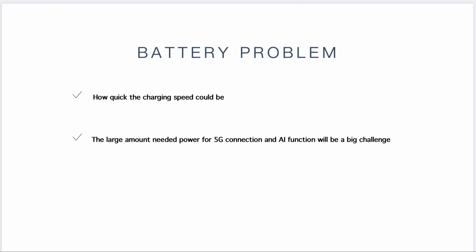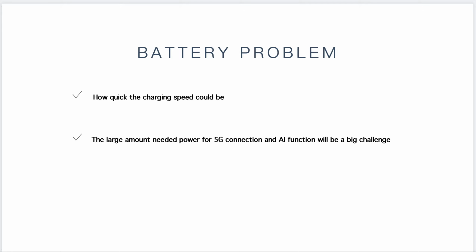And the third challenge is the battery problem. First, today everyone hopes that the battery could be charged as soon as possible. So the first challenge is how quick the charging speed could be. Another problem is that in the era of 5G network and AI functions, the large amount of power needed for these things will be a big challenge. The battery will be consumed much faster than before, so that will also be a challenge.